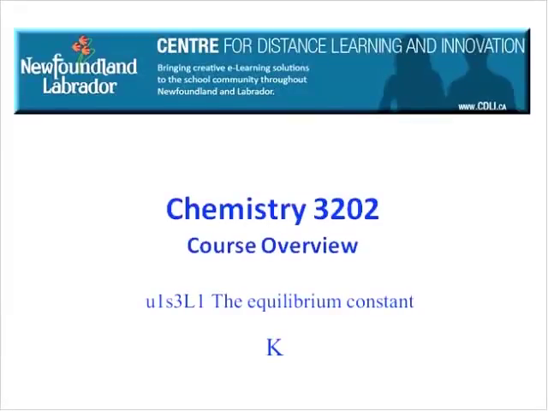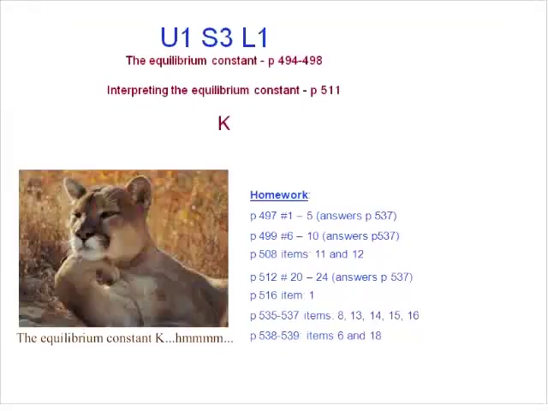Okay, back again. Chemistry 3202 course overview, Unit 1, Section 3, Lesson 1, the equilibrium constant, K. Here are the textbook sections for this material and some selected items that you might want to try for homework.